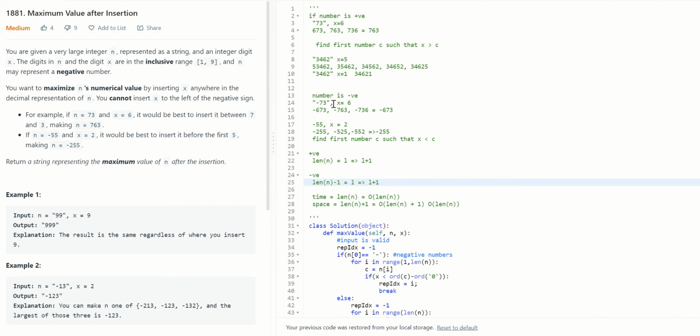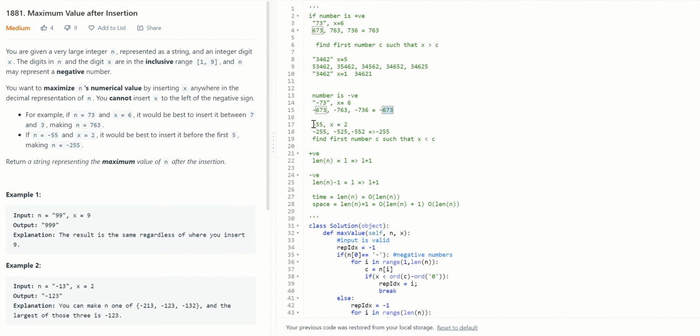So minus 73. As we said, 6 could be inserted before 7. That is minus 673. 6 could be inserted after 7: minus 763. 6 could be inserted after 3: minus 736. So out of all these, right, what is the maximum number? It is minus 673, right? So that's the answer that we need to give.